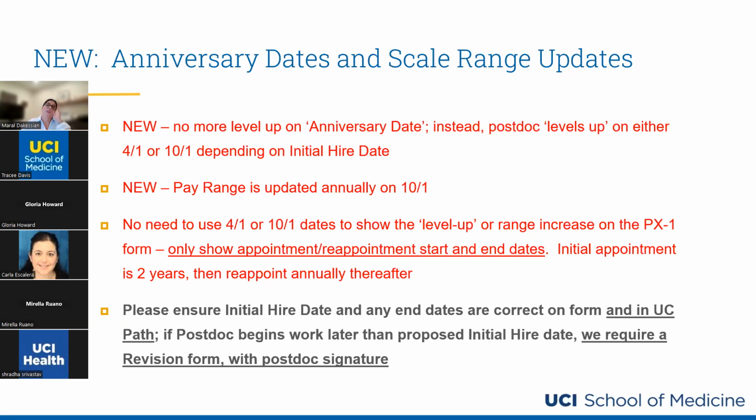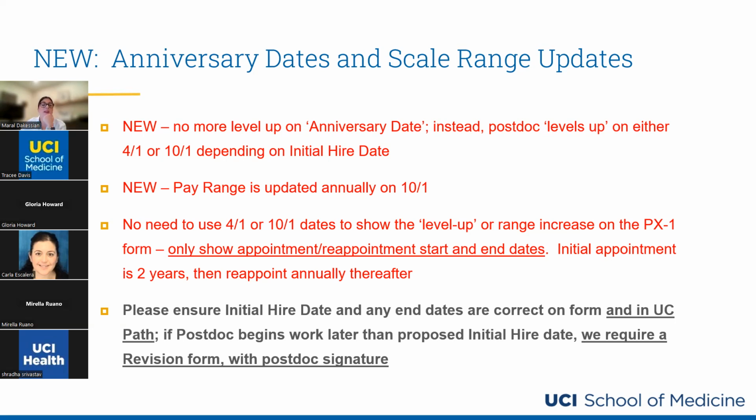When we're putting files together or putting the reappointment files together, there is no need on the form to use the 4/1 or 10/1 dates to show the level up or range increase. And I'll show you what that means on the form. AP just wants us to show the appointment or reappointment start and end dates. So we're not breaking down exactly when they get their increases or level ups. We just want to show the start and end date of the appointment or reappointment.